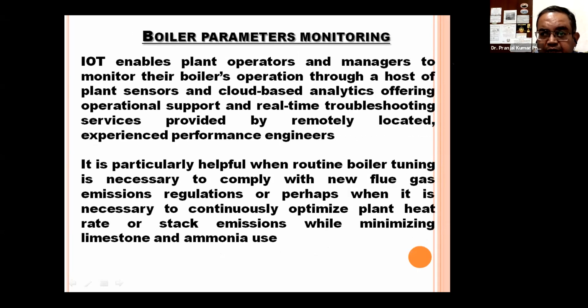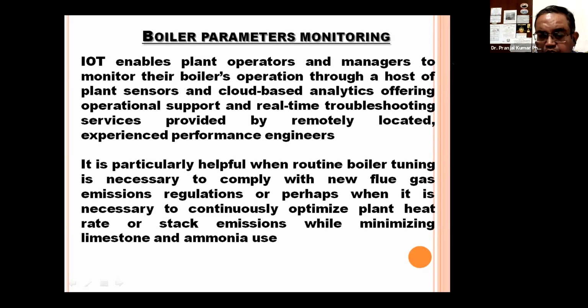Now, IoT enables plant operators and managers to monitor their boiler operations through a host of plant sensors and cloud-based analytics, offering operational support and real-time troubleshooting services. So why are we using this modern technology? Because it helps in two ways. One is real-time monitoring. Second one is remote monitoring.